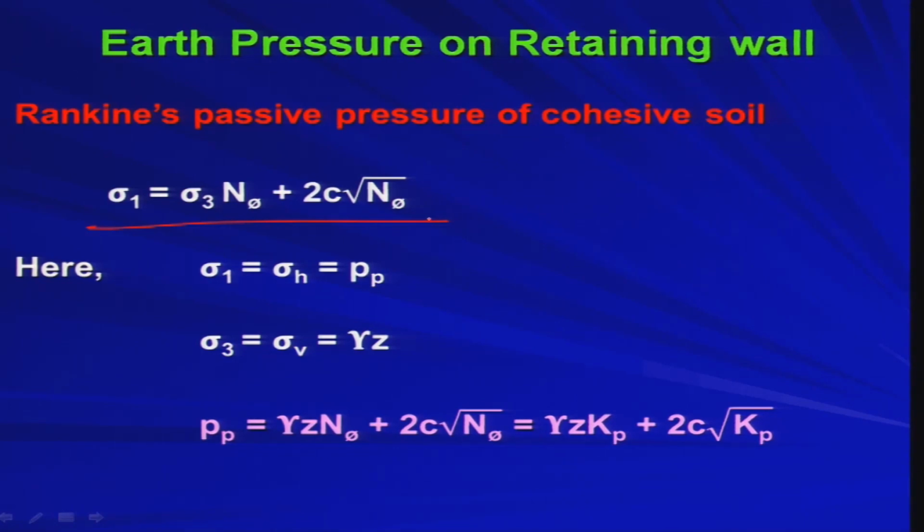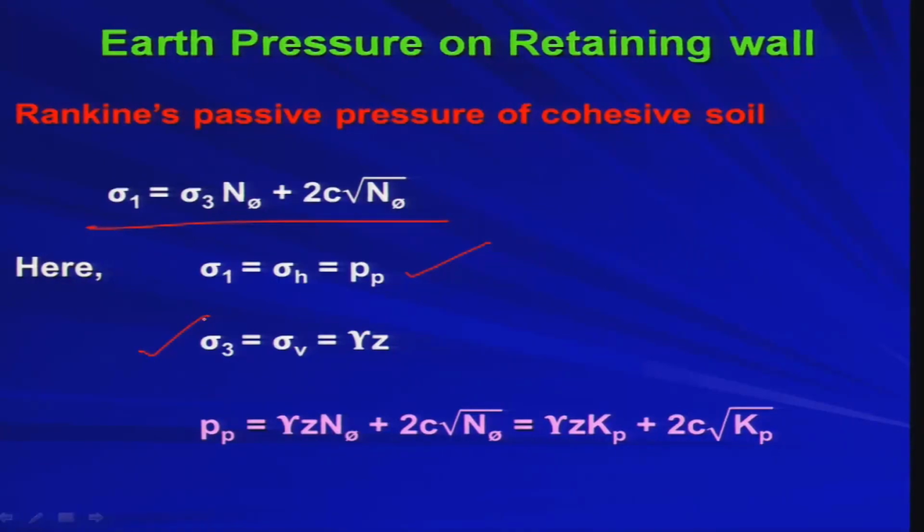Now, in case of passive pressure already we have seen, what is sigma 1? Sigma 1 is nothing but the lateral pressure, that is the horizontal pressure, that is sigma h, which is nothing but Pp, that is the passive pressure, am I right. So, in case of active, sigma 1 was the vertical pressure, in case of passive the horizontal pressure will be your major principal stress. Similarly, sigma 3 in case of passive pressure, what will be the sigma 3? Sigma 3 is nothing but the vertical pressure, that is sigma V, which is equal to gamma Z.